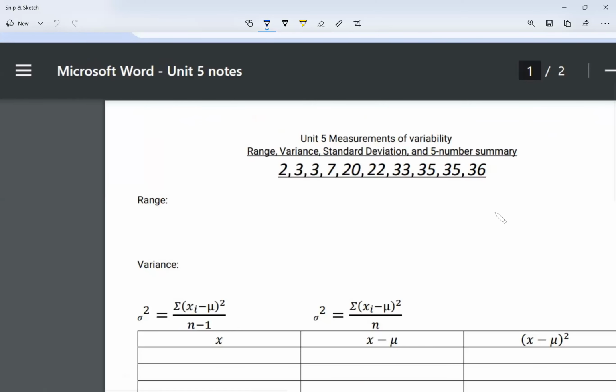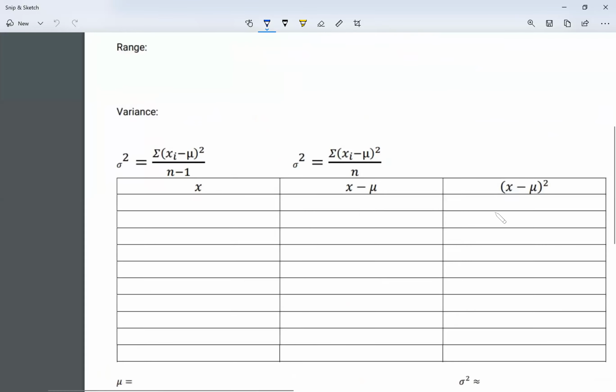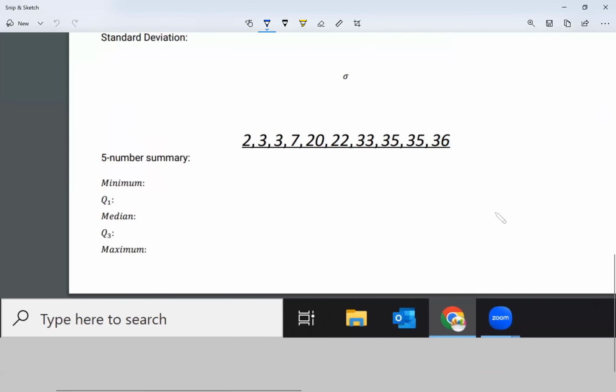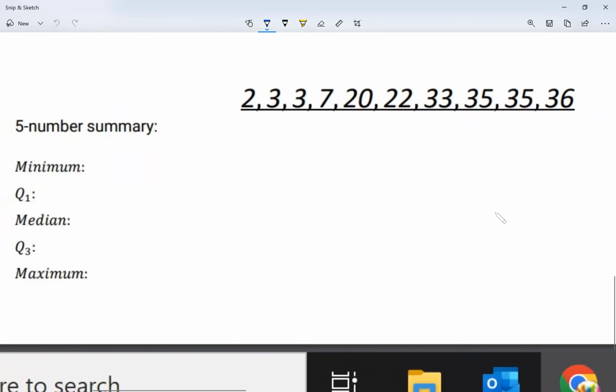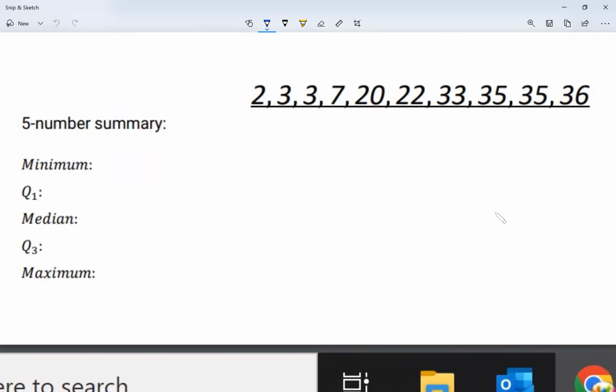But let's take a look at the 5-number summary. I know I tend to go in order on my notes, but let me come back here to the very bottom. The 5-number summary. I have the exact same list here as the one on top. We call it the 5-number summary because there are 5 numbers that are very important besides the range. They're the minimum, quartile 1, the median, quartile 3, and the maximum.